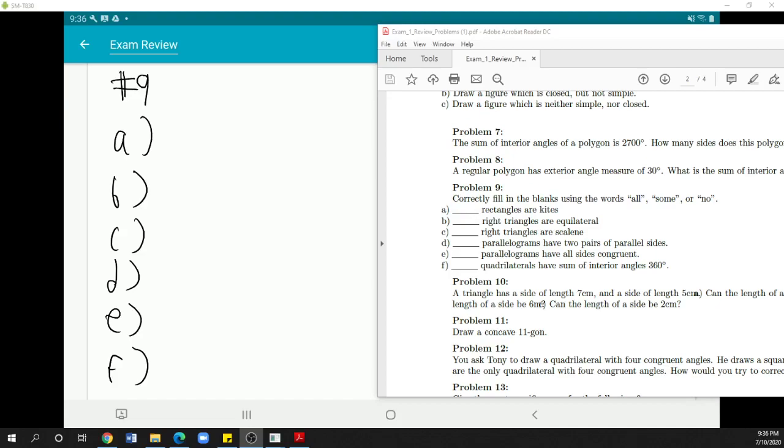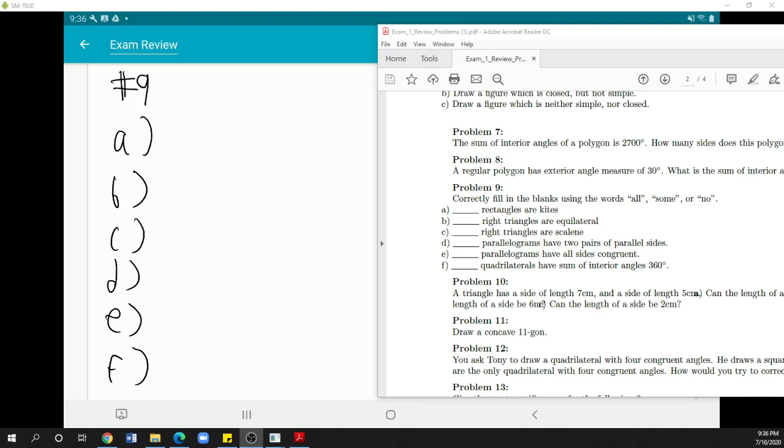Alright, number 9. This is a question that I actually kind of really like. I like ones like these. So it's asking us to correctly fill in the blanks using the word all, some, or no. And in the cases of some or no, I'll go ahead and draw pictures because I might ask you to do that too. If I say, if it's not true, draw a picture that shows it's not true.